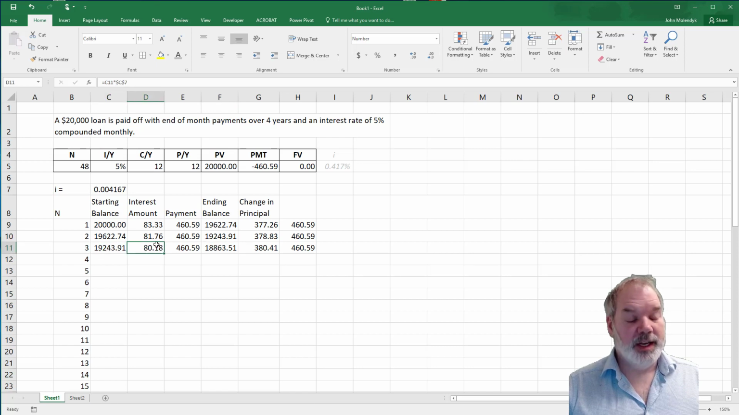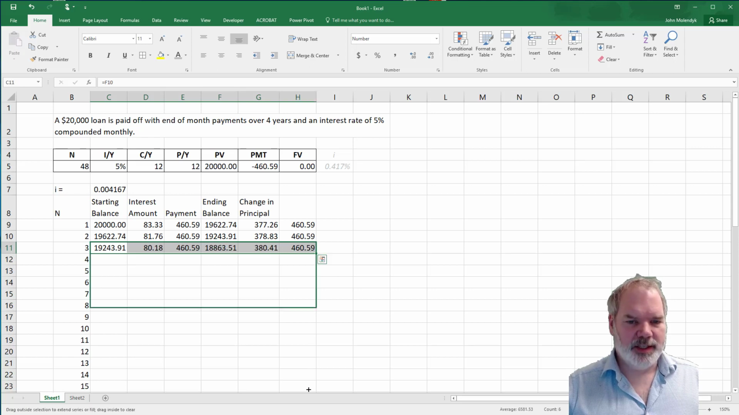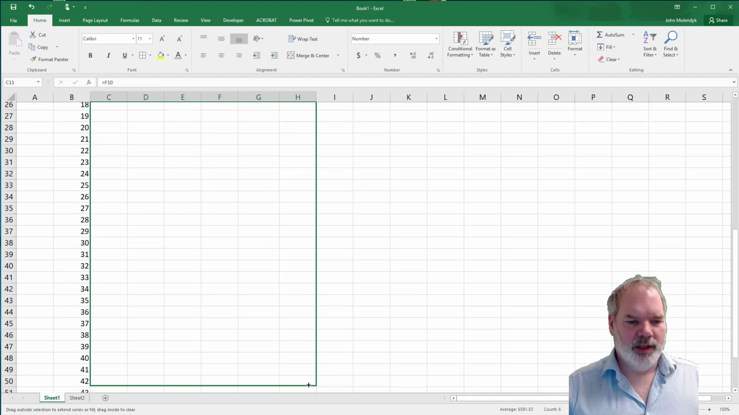Now we paid about $80 in interest, again a little bit less because we owed a little less than the month before, but our payment's still the same. So we're going to end up with a little more change in principal. And again, the interest plus principal is the same amount. So we now take this and drag it down the whole way, to do all 48 of our payments.